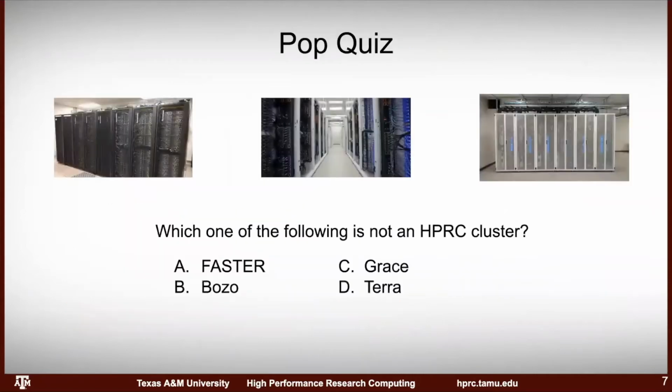So okay, first pop quiz. Which one of the following is not an HPRC cluster? Is it A, Faster, C, Grace, D, Terra, or B, Bozo?